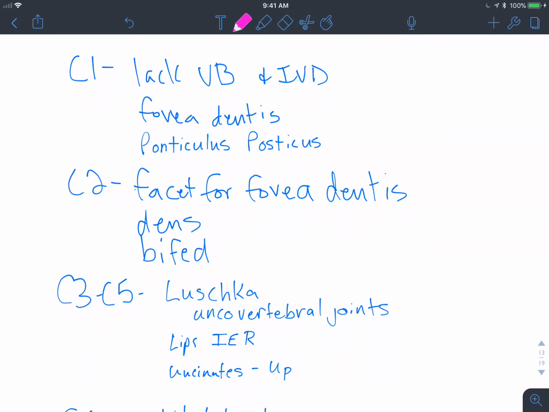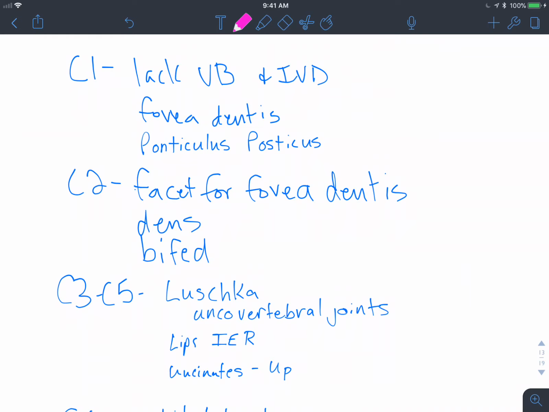So C1, I know we said before, is an atypical vertebra. It doesn't have a typical vertebral body and thus doesn't have an intervertebral disc. It has lateral masses, and the fovea dentis where it articulates with the dens of C2. And then the ponticulus posticus could be complete or incomplete, developing that arcuate foramen on the posterior arch. Another thing that is probably more of a lab thing is the posterior tubercles, because they can be confusing. You have a posterior tubercle of the posterior arch, and a posterior tubercle of the transverse process. So keep your head on straight there.